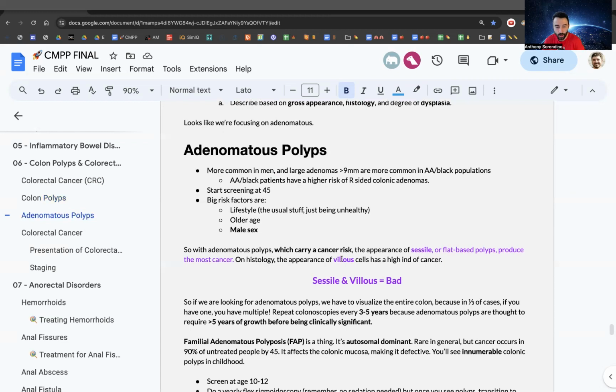So with these adeno polyps, which carry a cancer risk, if you have a sessile or flat-based polyp, they produce the most cancer. So they cess out the most cancer. On histology, if you see the appearance of villous cells, villous like villain, so sessile and villous, this is really bad. They're going to carry the highest cancer risk of these adenomatous polyps.